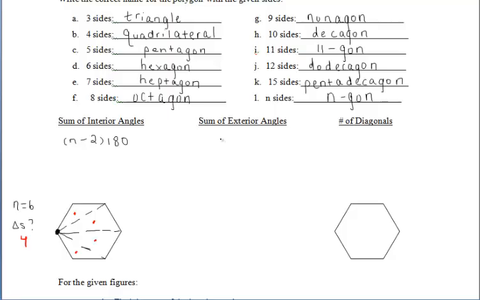For the sum of the exterior angles of any shape, it's 360 degrees. That's your answer for every single shape, regardless of how many sides the figure has. So your answer is 360 degrees for the sum of the exterior angles.